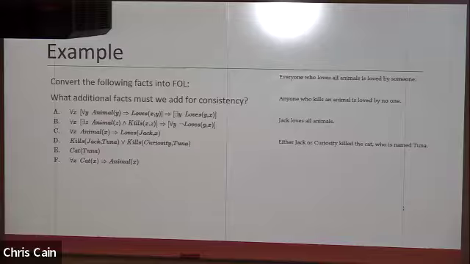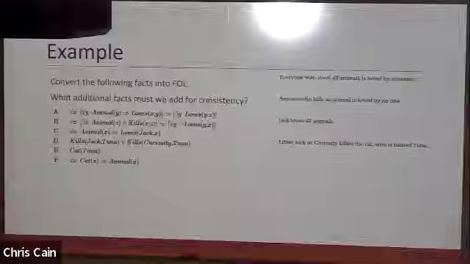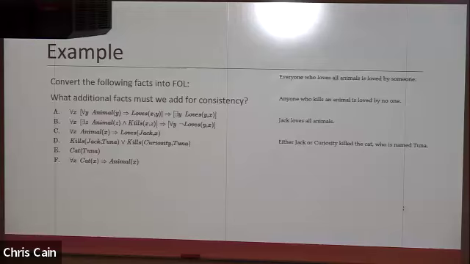B says, for all X, there exists a Z. If Z is an animal and X kills Z, it implies that every Y does not love X. That says anyone who kills an animal is loved by no one. Everyone who kills an animal is loved by no one.